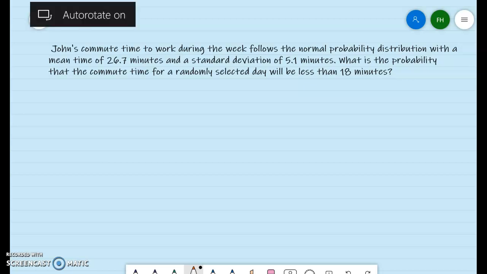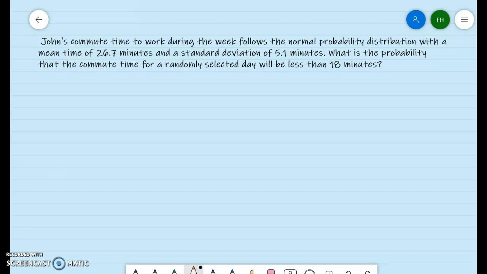Okay, in this video we're going to talk about normal probability distribution, and for this problem John's commute time to work during the week follows the normal probability distribution with a mean time of 26.7 and a standard deviation of 5.1. What is the probability that the commute time for a randomly selected day will be less than 18 minutes?